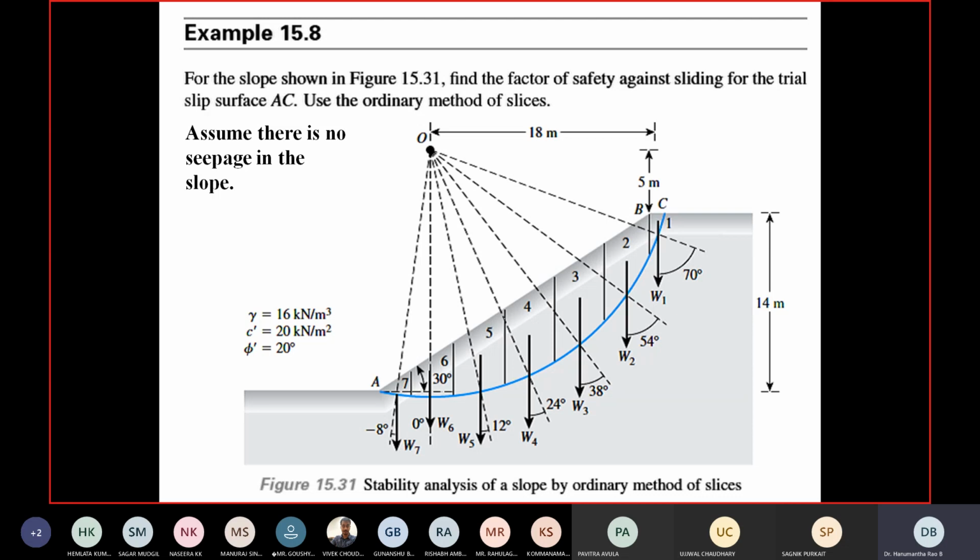So alpha also has been given. For slice 1, alpha is 70, slice 2, 54, slice 3, 38, slice 4, 24, slice 5, 12, slice 6, 0, slice 7, -8.